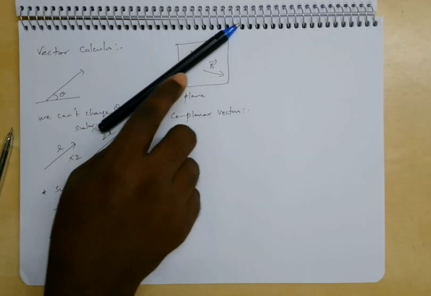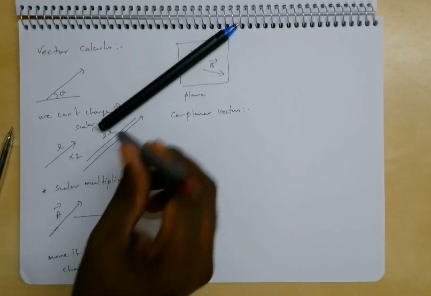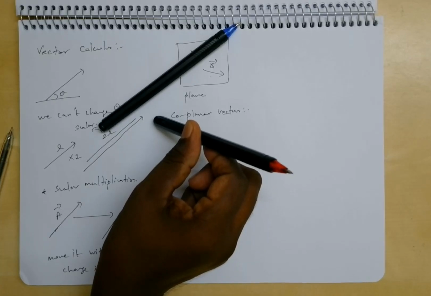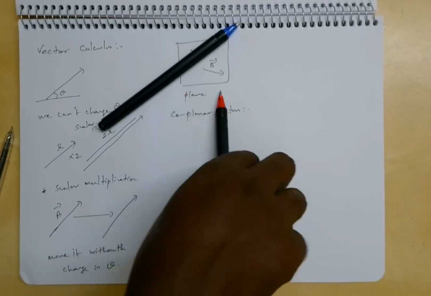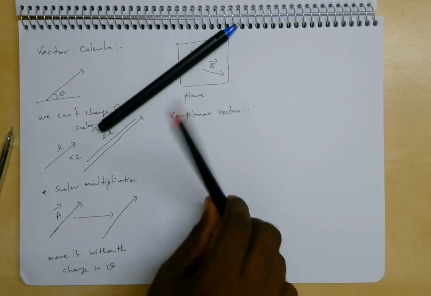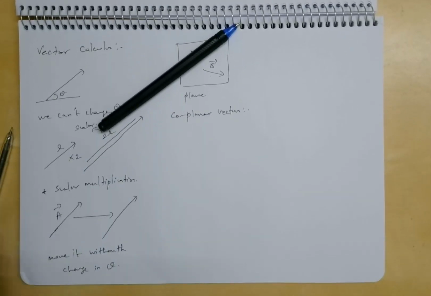Now let's say one vector is like this. If another vector is like this, can you tell they are coplanar vectors? No, because the second vector is in a different plane. Different angle doesn't matter. Now, if they are like this, then we can call them coplanar vectors because they are in the same plane. This is coming out of the plane, so we don't accept this as a coplanar vector. Same way for going in also.